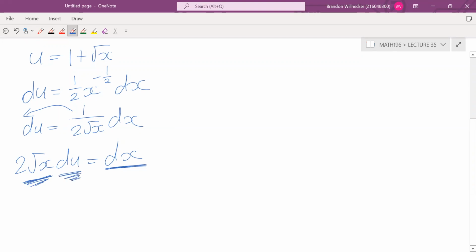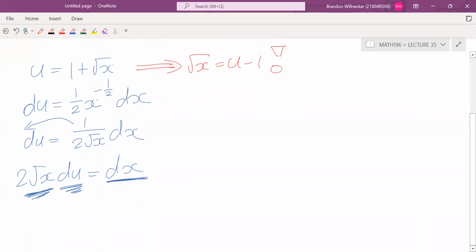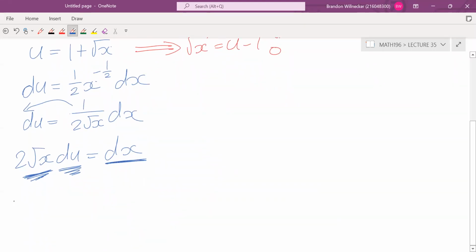We only want one thing. So we need to replace root x with something involving u. So how do we get root x? Root x is u minus 1. So let's just make that replacement. So now we get 2 times u minus 1 du. Okay, everything's in terms of u. We're happy with that. Is equal to dx.